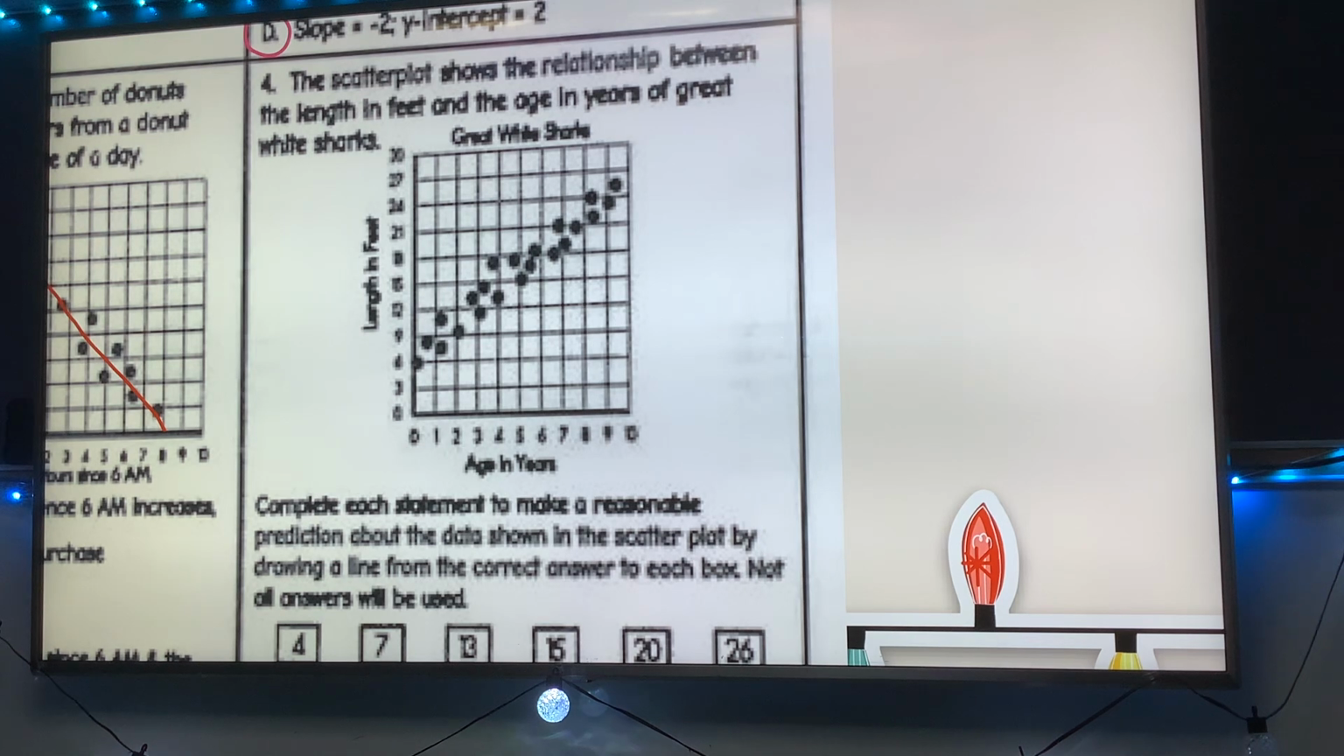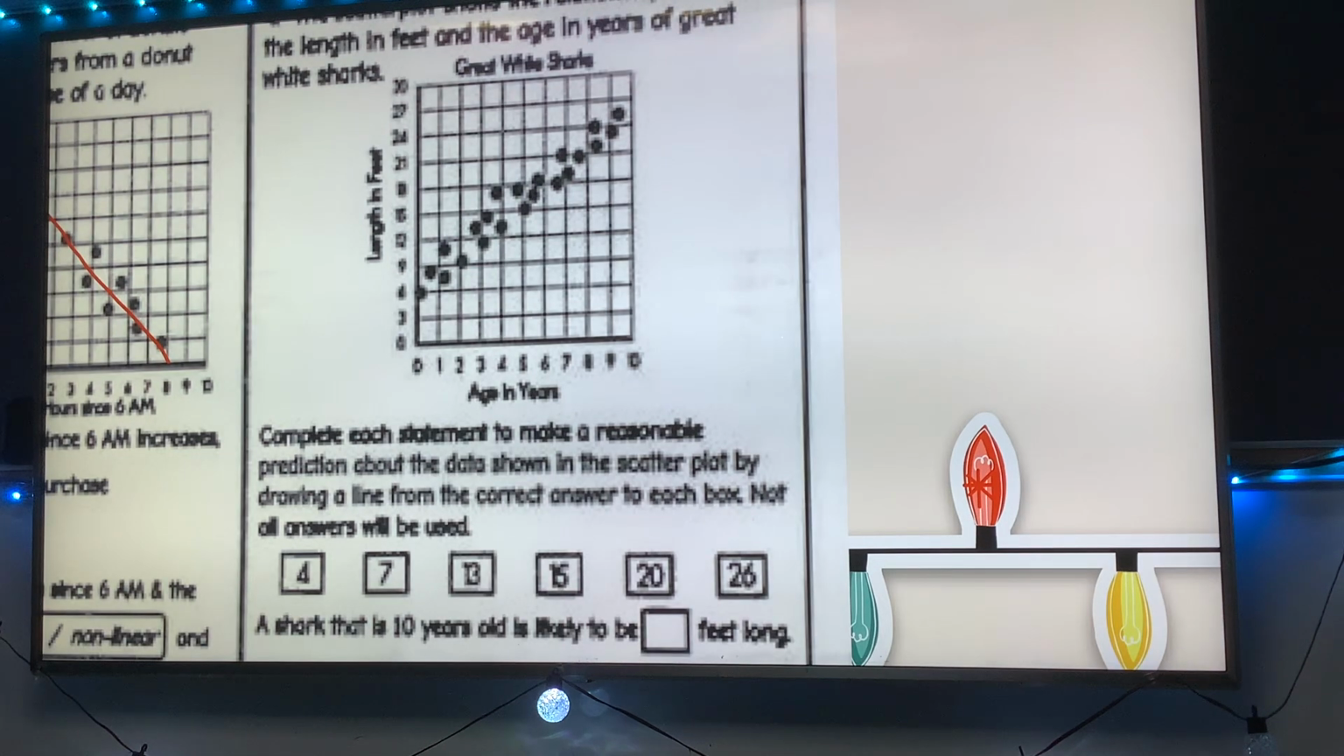The scatter plot shows the relationship between the length in feet and the age in years of great white sharks. Complete each statement to make a reasonable prediction about the data shown in the scatter plot by drawing a line to form a correct answer to each box. We're just going to put the answers in the box. So let's draw our best fit line. And now we can answer our questions.